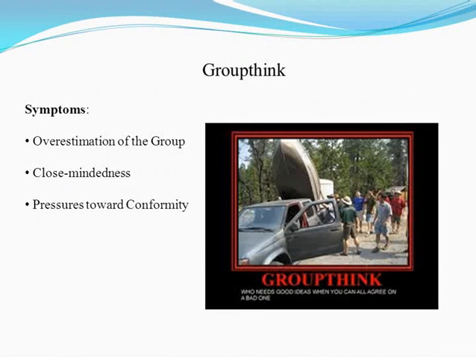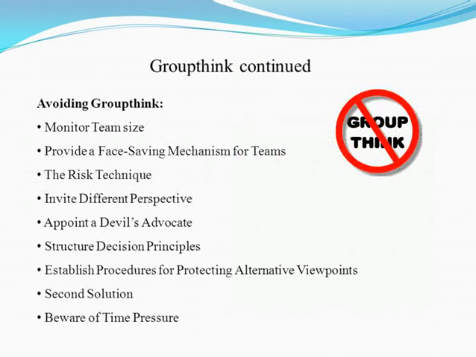Overestimation of the group is when members of the group regard themselves as invulnerable and, at the same time, morally correct. This can lead decision-makers to believe they are exempt from standards. Closed-mindedness is when members of the group engage in collective rationalization by stereotyping out-group members. Teams that develop norms of open-mindedness create more knowledge. A pressure toward conformity is when there is a strong intolerance in a groupthink situation for diversity of opinion. This leads group members to suppress their beliefs.